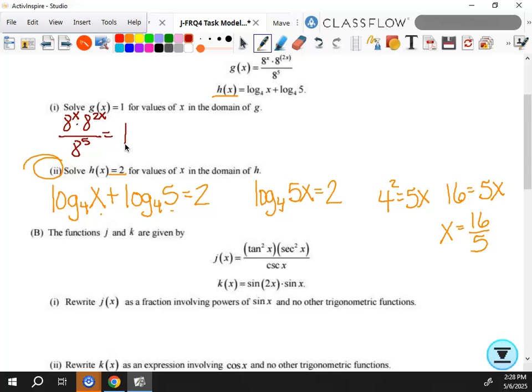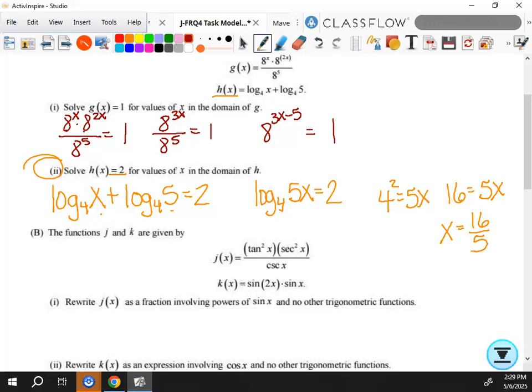All right, so I would like to combine all this into one base of 8, but I'm going to start with the numerator here. So when I multiply these two, what do I actually do with the exponents? Add them. So this is going to be 8 to the 3x power over 8 to the 5th, and that's equal to 1. When I divide, what do I do with the exponents? Subtract them. So this is going to be 8 to the 3x minus 5 power, and that's equal to 1.